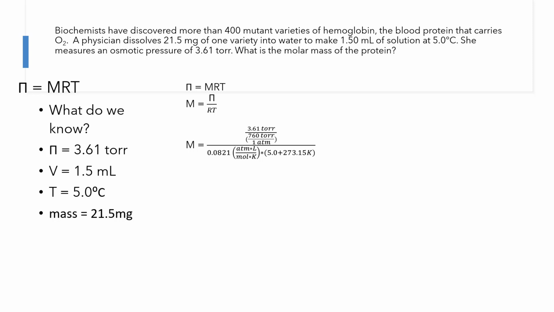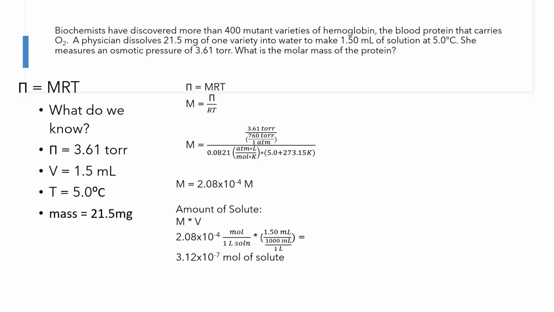Plugging all of that information in, once we do that, we were able to solve for the molarity to be 2.08 times 10 to the negative fourth molar. And we remember that molarity has the units of moles of solute over liters of solution. So to find the amount of the solute, we'll take the molarity, multiply by the volume of the solution that we were given. But our volume was in milliliters. We need to make sure it's going to be in liters. So the 2.08 times 10 to the negative fourth molarity times 1.50 milliliters divided by 1,000 to get it into liters. We end up with our moles of our given solute.